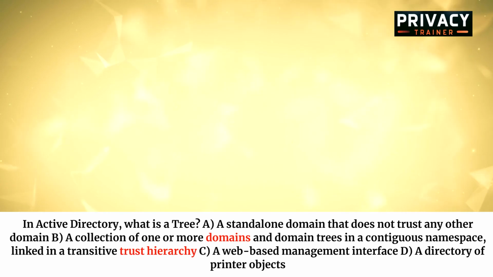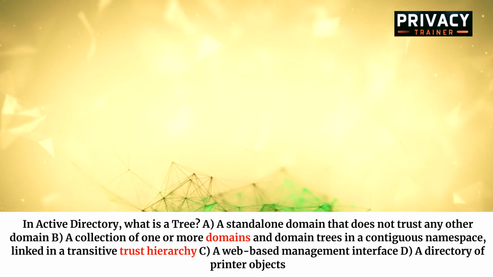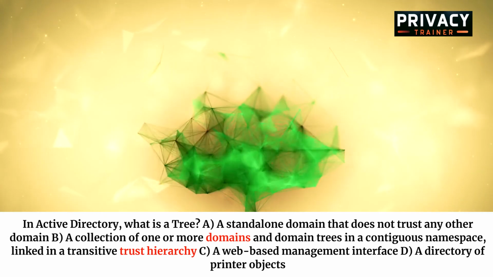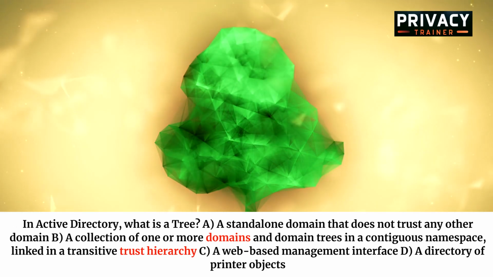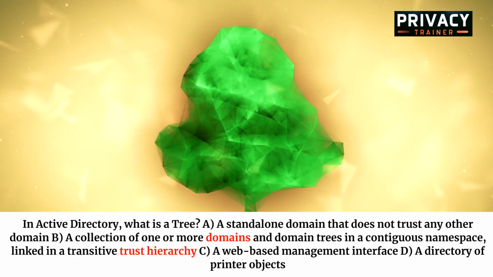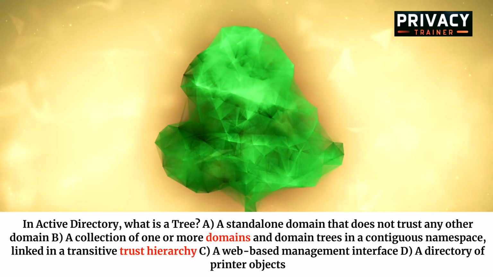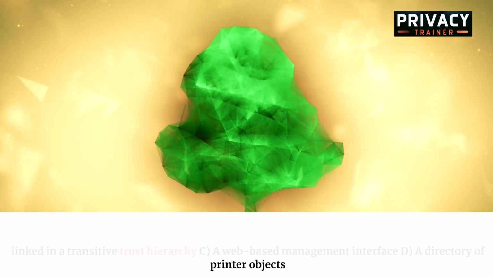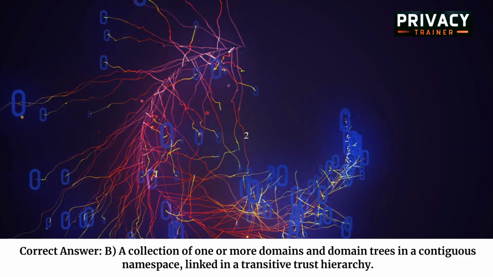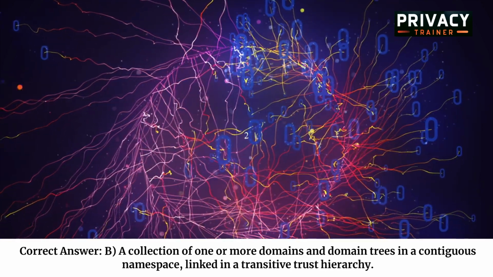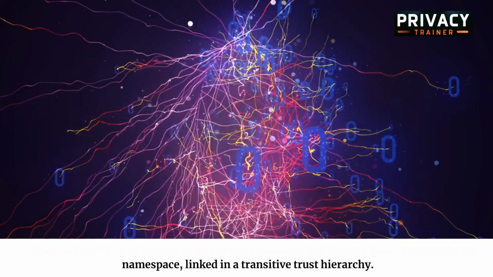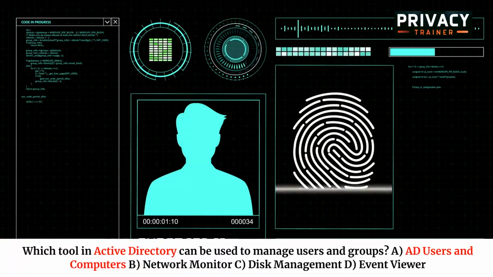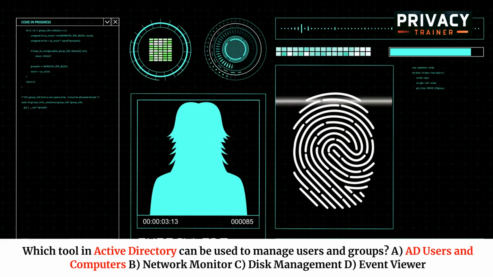In Active Directory, what is a tree? A. A standalone domain that does not trust any other domain. B. A collection of one or more domains and domain trees in a contiguous namespace, linked in a transitive trust hierarchy. C. A web-based management interface. D. A directory of printer objects. Correct answer: B. A collection of one or more domains and domain trees in a contiguous namespace, linked in a transitive trust hierarchy.